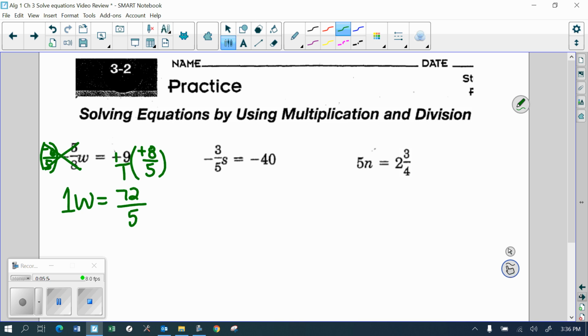I could do the same thing now. If I don't like dealing with the negatives much, if I go back to my rule, I see I have a negative coefficient. I would move this across, switch this across, and I could write it as 3/5 s equals 40. Okay, now multiply both sides by the reciprocal, 5/3.